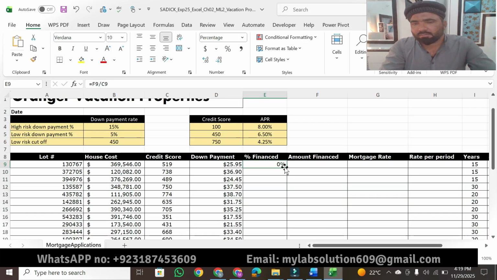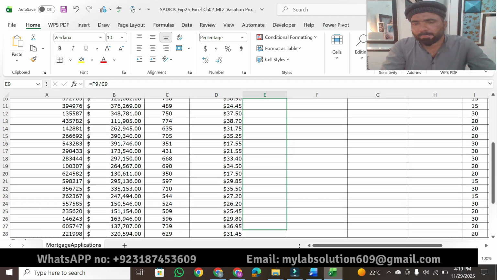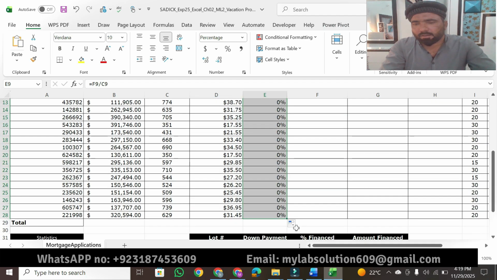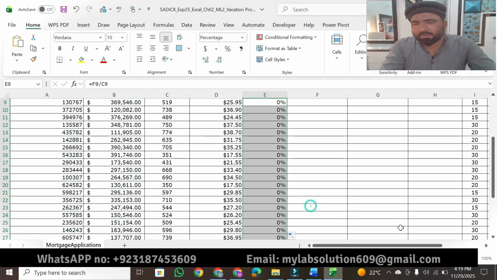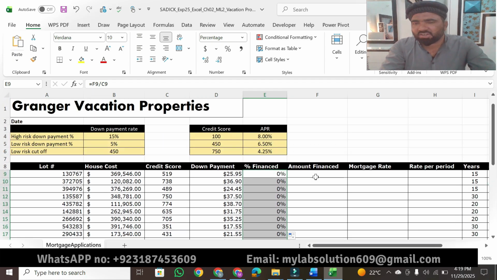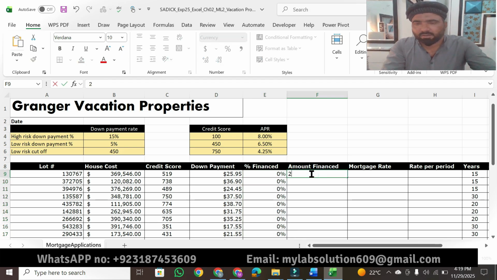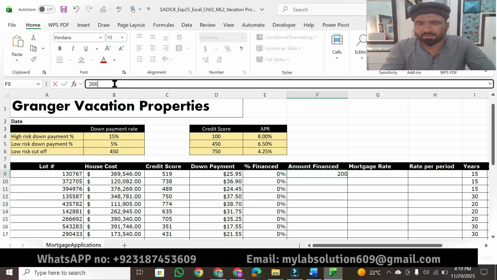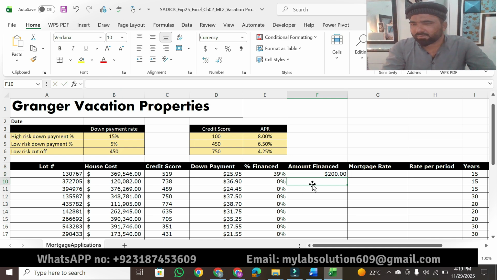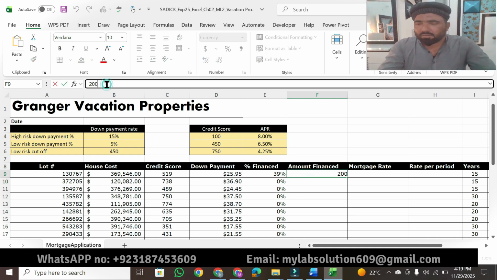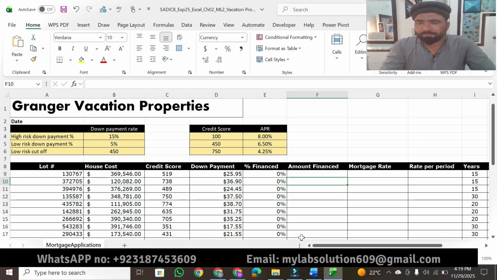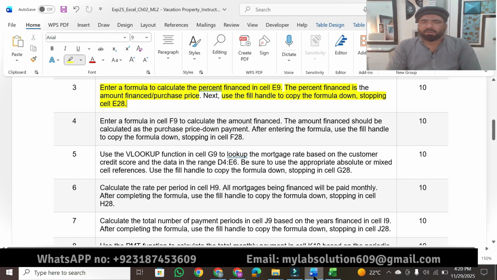Now we have to move there. Okay, fill without formatting. Now you may see that when we enter the values in amount finance, our values will change. Yes, now you may see the values have changed. So later we will find the amount finance. Then question number three is done, in which we had to enter a formula to calculate percent finance in cell E9.